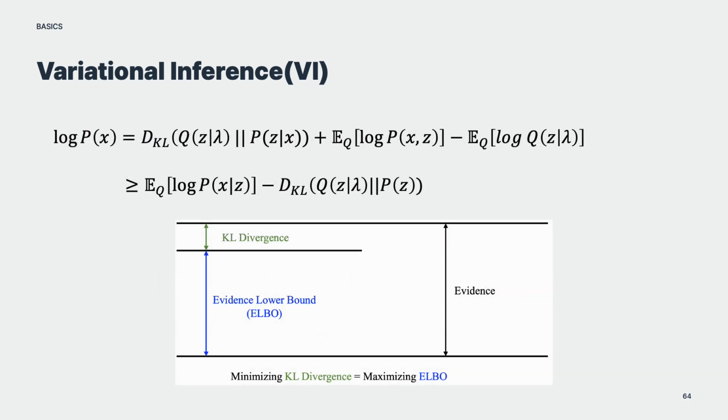In variational inference, we typically assume that the true posterior p(z|x) is fixed but intractable. Thus, maximizing the ELBO becomes equivalent to minimizing the posterior gap, the KL divergence between the variational distribution and the true posterior.